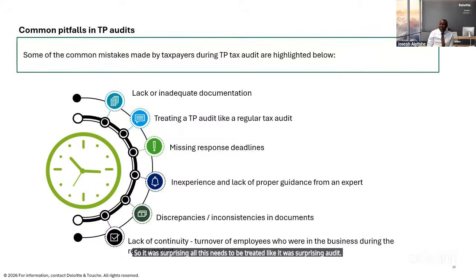Missing response deadlines, apart from the threat of potential penalties when you miss deadlines, remember we also mentioned that it's an audit trigger where you don't have appropriate documentation, when you don't provide them. And when you miss deadlines, you are also passing a message. The tax authority is more suspicious, and the tax authority may also see you as someone that doesn't want to cooperate.